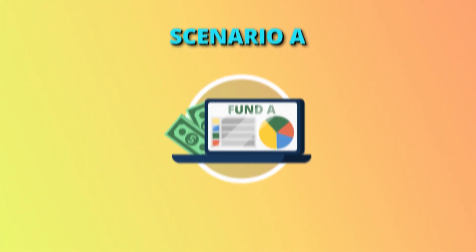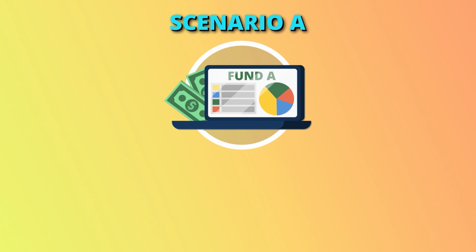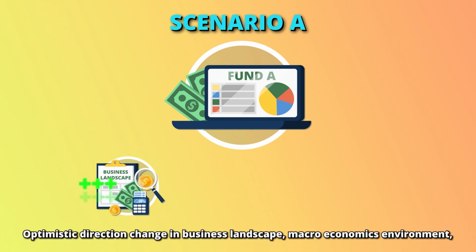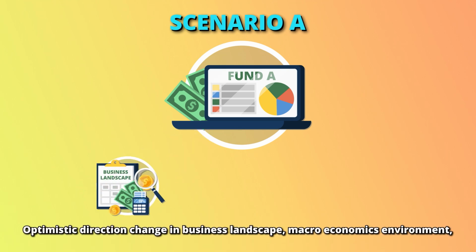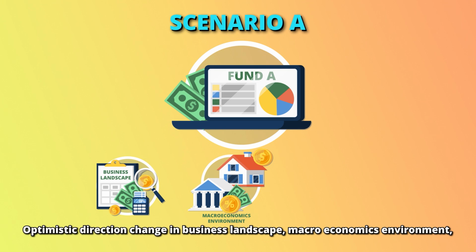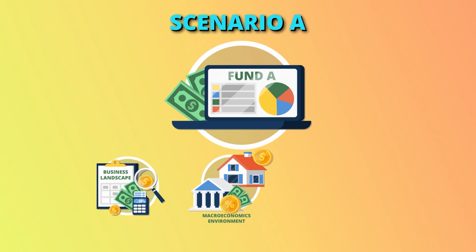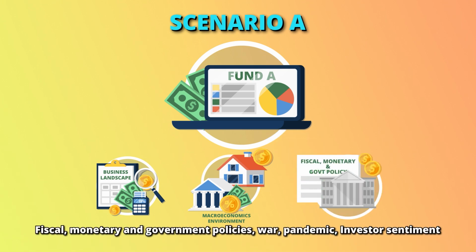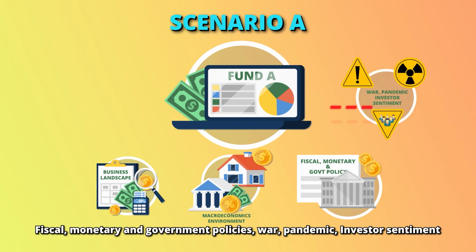What are the reasons that will make its prices recover? In scenario A, in terms of a fund, it could be an active fund like a unit trust or even a passively managed fund like ETFs. It could be an optimistic direction change in the business landscape, in the macroeconomic environment, a positive change in the fiscal, monetary, or even government policies. And then there could be an end to a war, the pandemic is ending, or it could be an improving investor sentiment.